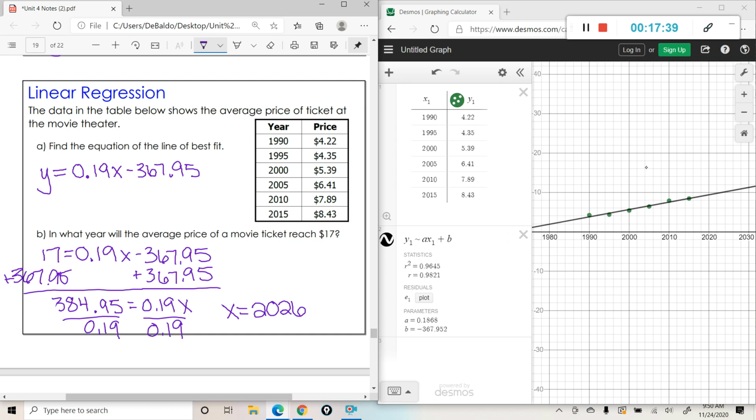So what this is saying is that if this trend continued and we were to get to 2026, the cost of a movie ticket would be about $17 if it continues in that trend. Now we know that trends don't always continue in that linear pattern, but if it did, by 2026, you'd be paying $17 to get into the movies. So, all right, well, hopefully that was a good explanation of linear regression. That does bring us to the end of our lesson at this time.